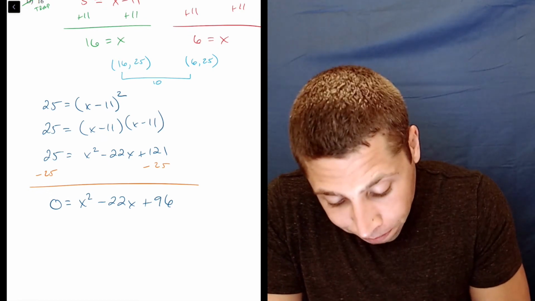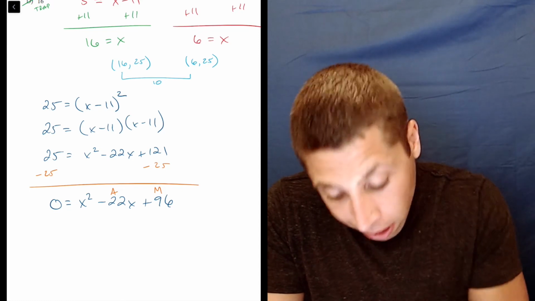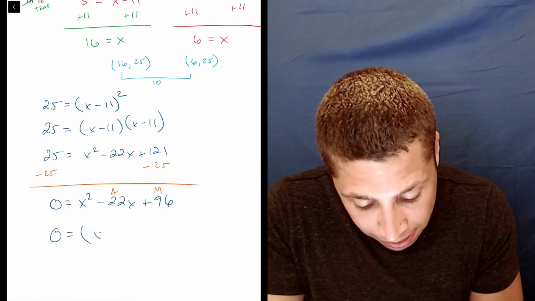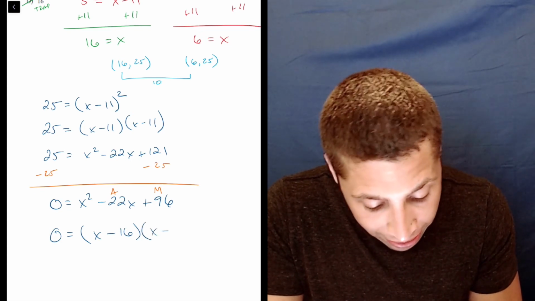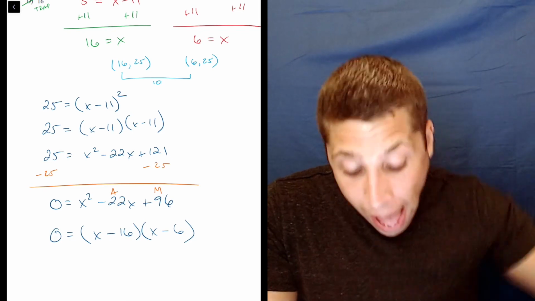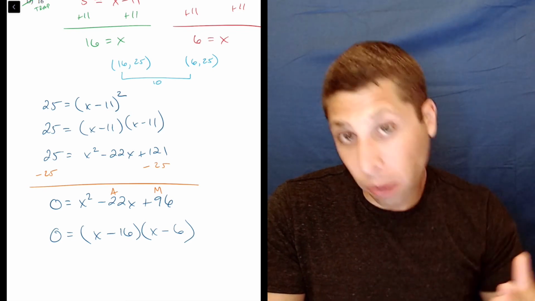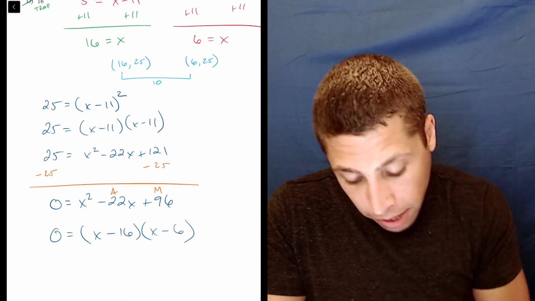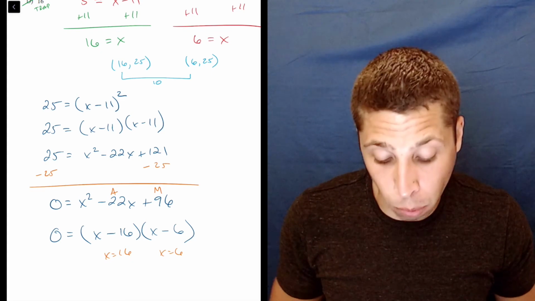The process hasn't changed. It's just a huge pain in the neck. I'll just skip to the end here. It ends up being that negative 16 and negative 6 multiply to 96 and add to negative 22. Okay, so those are our numbers, and if we solved those, we would get that x is equal to 16 and x is equal to 6, which is exactly what we got before.